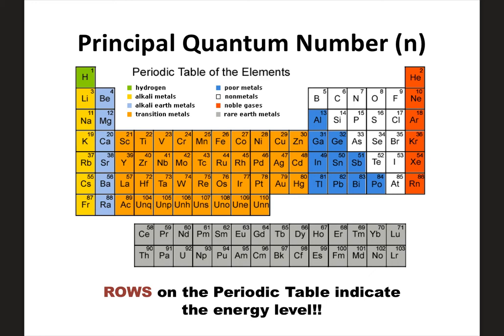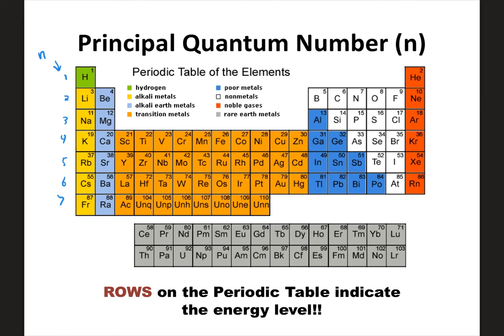So if you notice on the left side of your table, there are numbers. It goes from 1 to 7. If you look closely there, these rows are all labeled 1 through 7. What I would do is I would point at those numbers and label them N and label them energy levels. The energy levels are the rows on the periodic table. So if you're in the second row, you're in the second energy level.